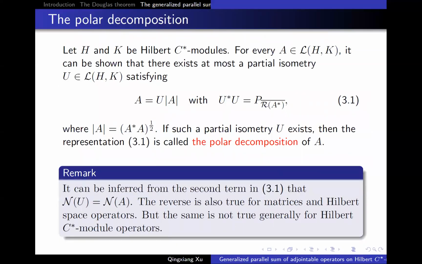Now we talk about the polar decomposition. Let H and K be two Hilbert modules. From now on, I just mention that everything is Hilbert modules except the last part. Okay, and for every adjointable operator A, it can be shown that there exists at most one partial isometry U satisfying these two conditions. And if this U exists, then we call this a polar decomposition of A.